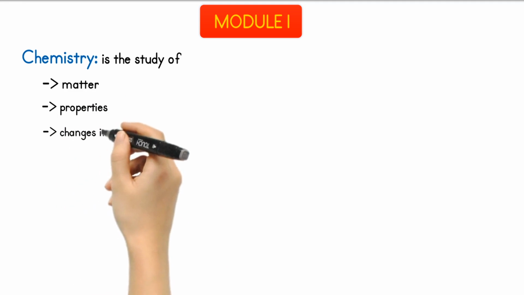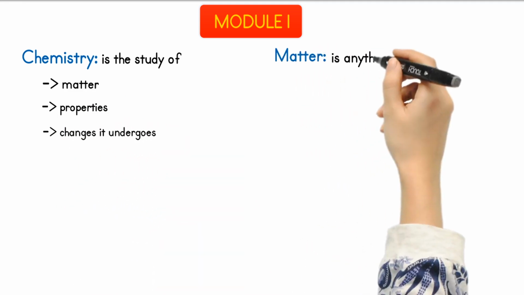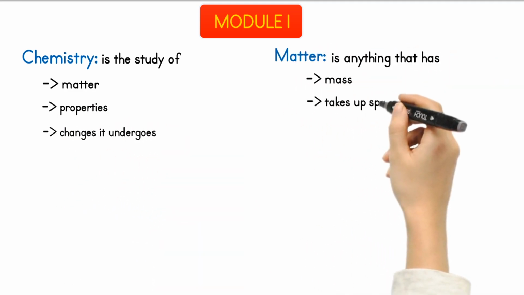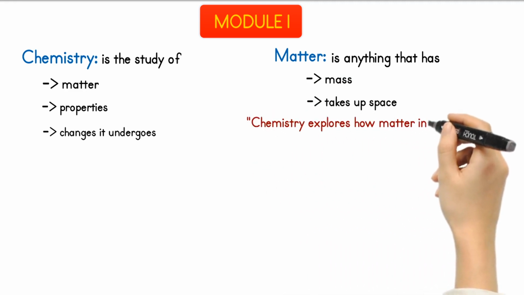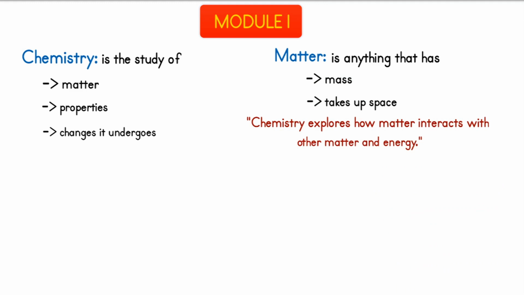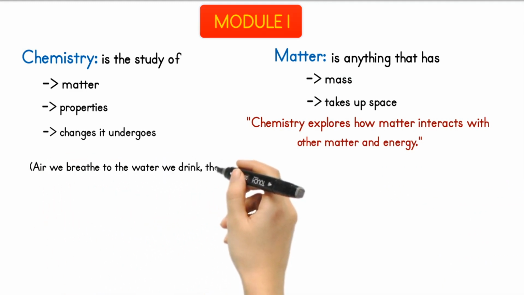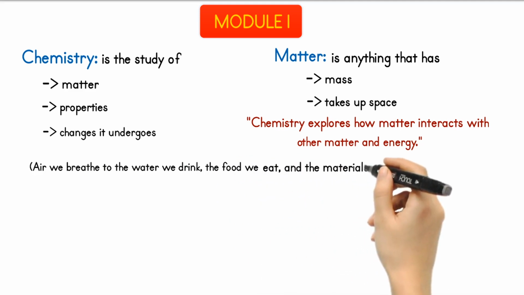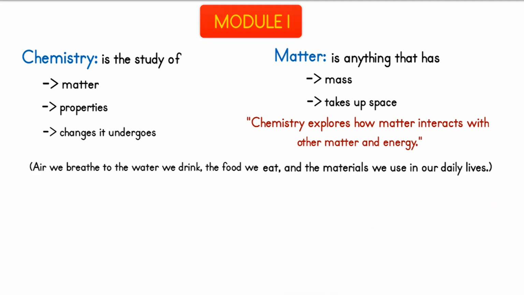Module 1. Chemistry is the study of matter, its properties, and the changes it undergoes. Matter is anything that has mass and takes up space, and chemistry explores how matter interacts with other matter and energy. The effects of chemistry are all around us, from the air we breathe to the water we drink, the food we eat, and the materials we use in our daily lives.